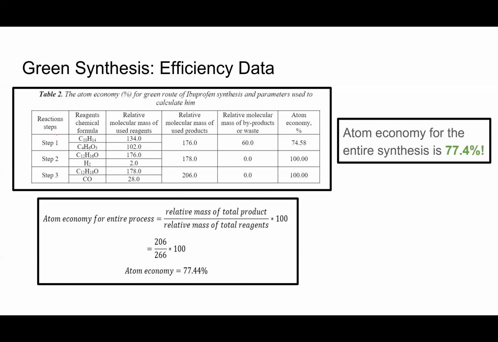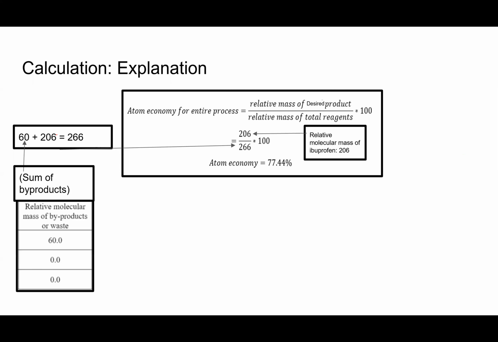Now the efficiency data. The atom economy for the entire synthesis is 77.4%. And since this calculation has been done earlier, I will not go deep into it. The desired product is ibuprofen, which is 206, and the 266 is the waste plus the desired product, giving us a percentage of 77.4%.